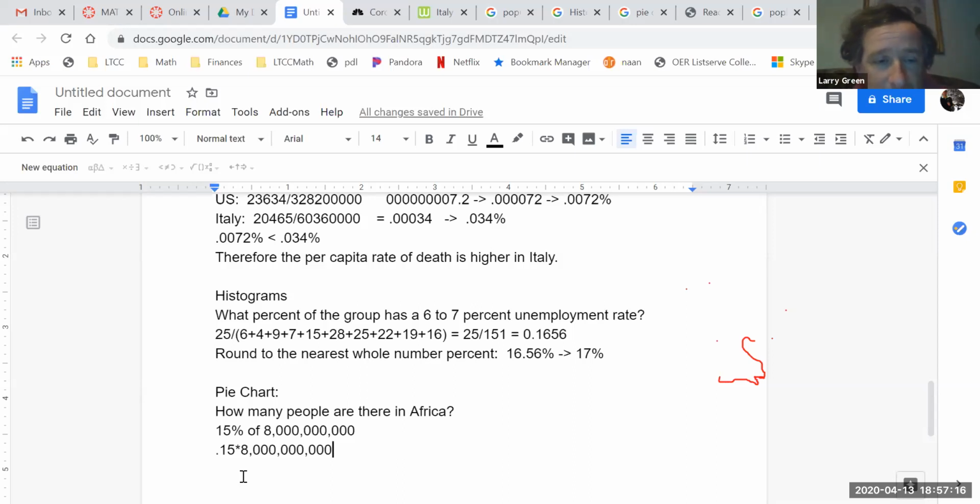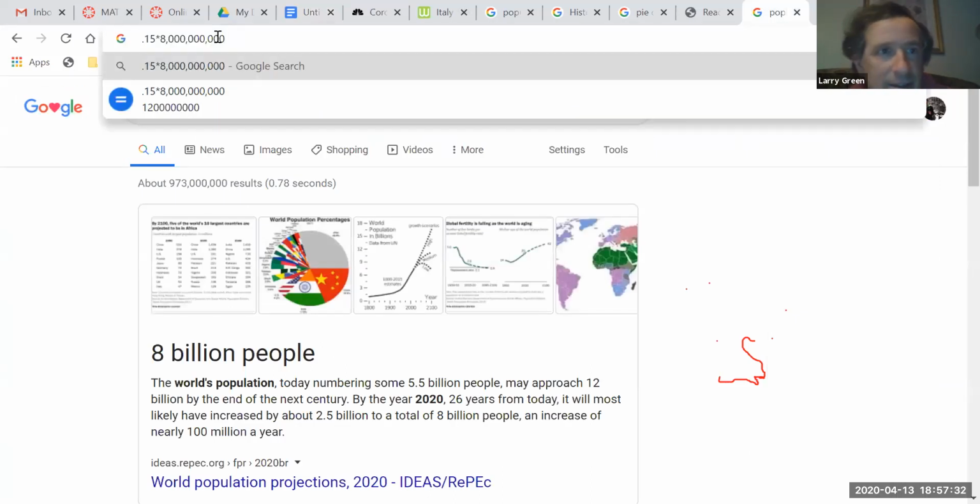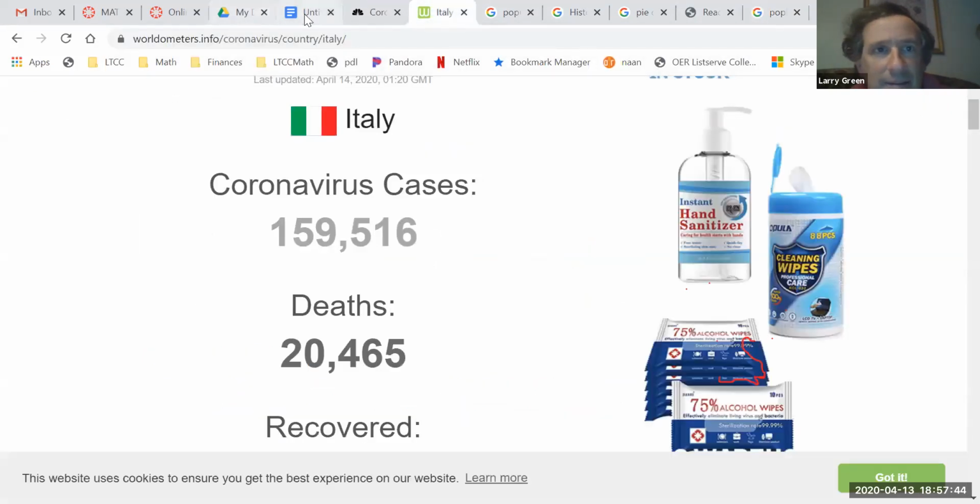Okay, and that is how much? It's 1.2 billion. And again, you can use a calculator. Maybe I should do it that way with a calculator. It's better in my head, because I do not expect you to do this in your head, by the way. And it's 1.2 billion people.